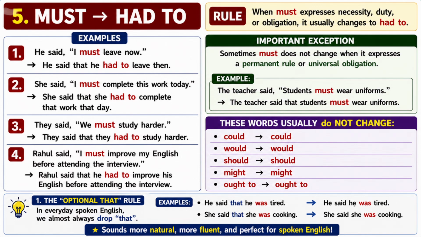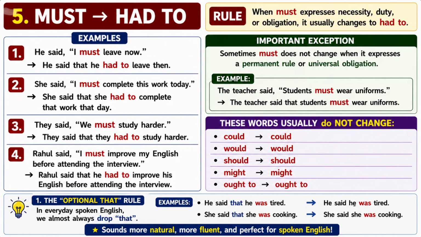Example 3. They said, we must study harder. It becomes, they said that they had to study harder. Example 4. Rahul said, I must improve my English before attending the interview. It becomes, Rahul said that he had to improve his English before attending the interview. There is one important exception. Sometimes, must does not change when it expresses a permanent rule or a universal obligation.